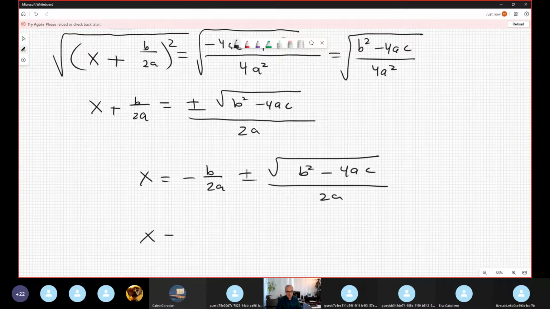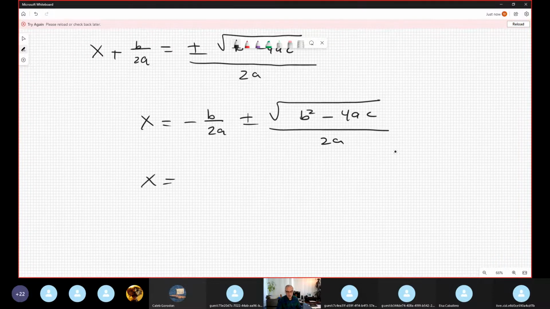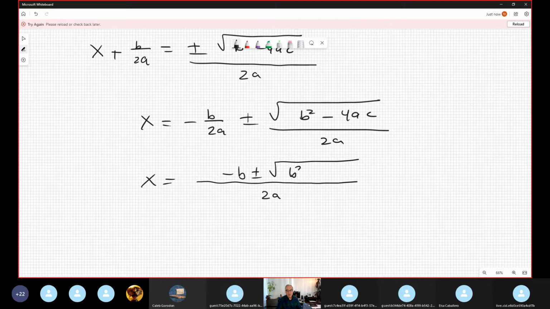Oh, it's the same denominator. Nice. There is no reason to write them separately. I put them together with a common denominator, which is 2a. You have minus b plus or minus the square root of b squared minus 4ac. And this is the famous quadratic equation.